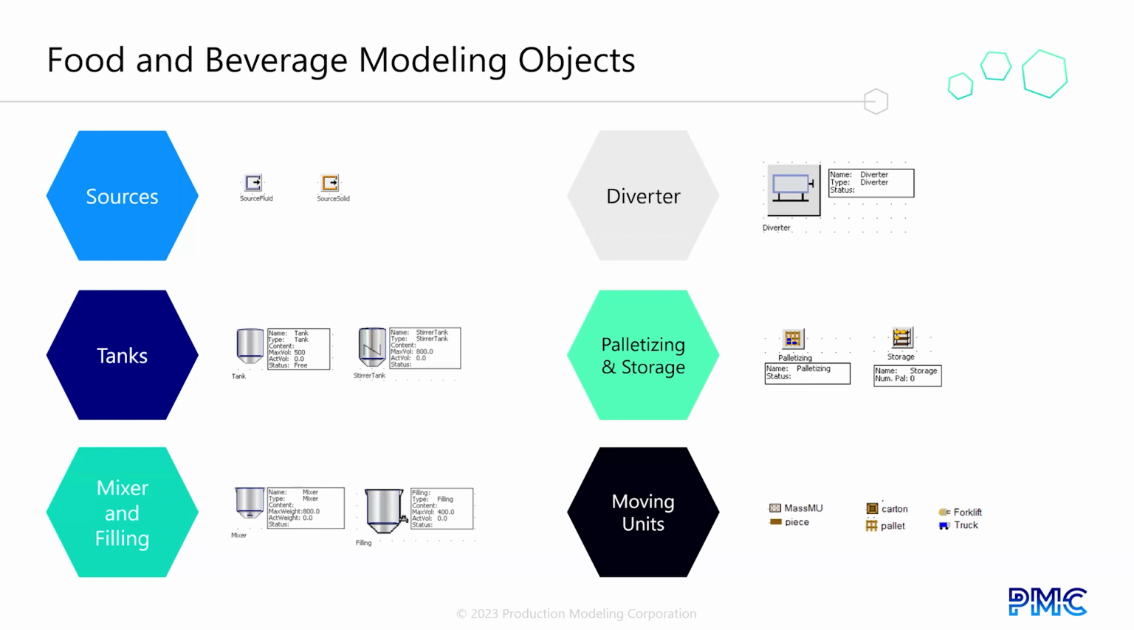Finally, there are several moving units which move through your process, including the mass moving unit produced by filling, the piece produced by the diverter, and the carton to put products in. Pallets contain cartons, forklifts move pallets, and trucks make deliveries.